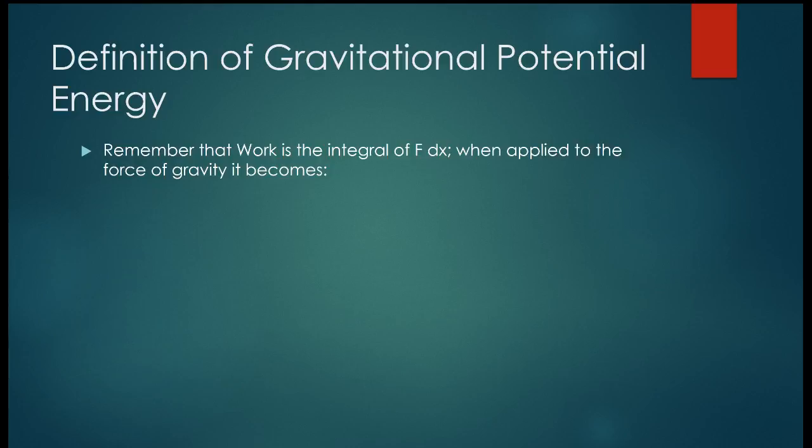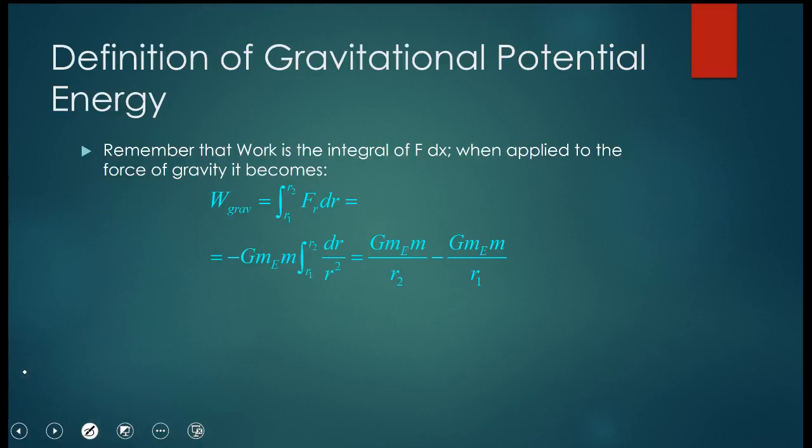And we want to remember that work is the integral of F dx. And so when we apply this to the force of gravity, we get something that looks like this. We'll walk you through this. First of all, the work done by gravity is the integral of the force from r1 to r2 of Fr dr. Okay? Now, Fr is the force of gravity, and it's G times the mass of the Earth times another mass over r squared. Okay, now we're using the mass of the Earth because we're talking about potential energy specifically between the Earth and another particle.